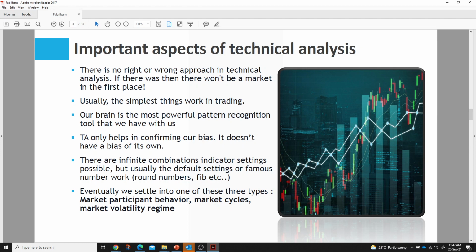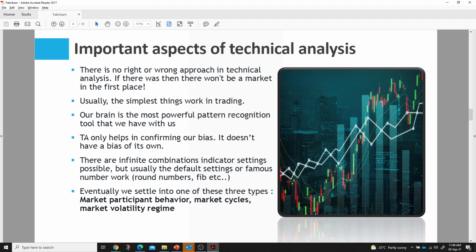And usually the simplest things work in trading. Don't go for extremely complicated indicators, Fourier transforms, Gaussian filters. All those probably give you a better view, but just a moving average with some common sense and risk management rules, you can still make money. After spending many years in this, this is my realization.